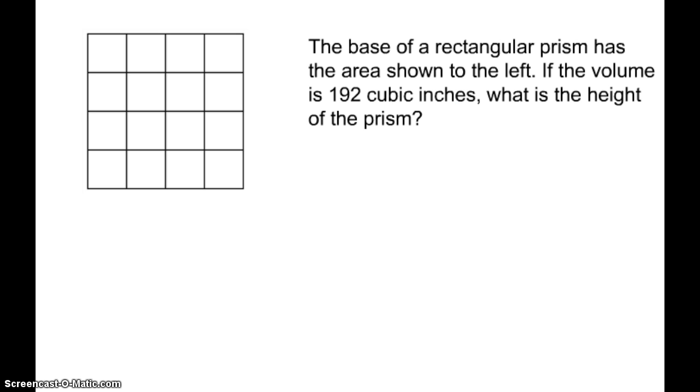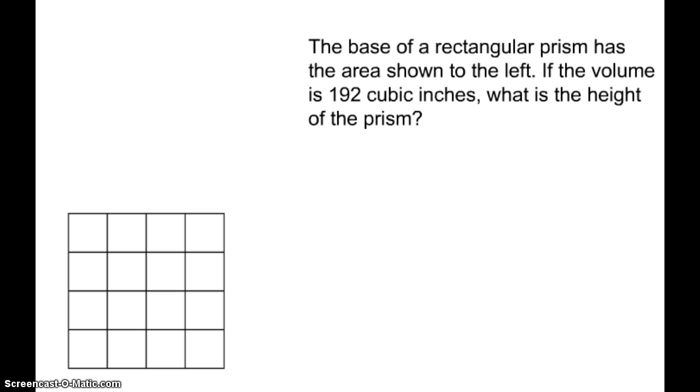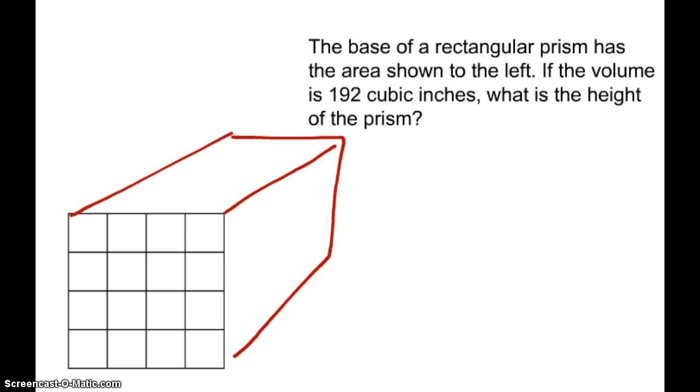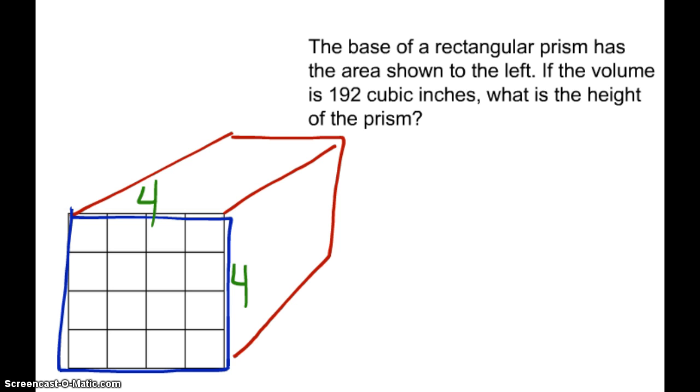So I always think that it's a good idea to draw a picture so that you can visualize the situation. So this is the base, and it's a rectangular prism, so I'm going to draw the rest of the rectangular prism. And so we know that this is the base. And what are the dimensions? It's 4 inches by 4 inches. We know that the total volume is 192 cubic inches. So we have to find the height.